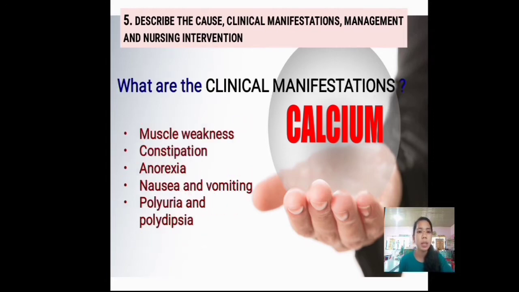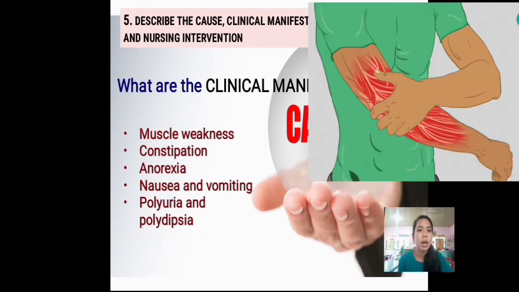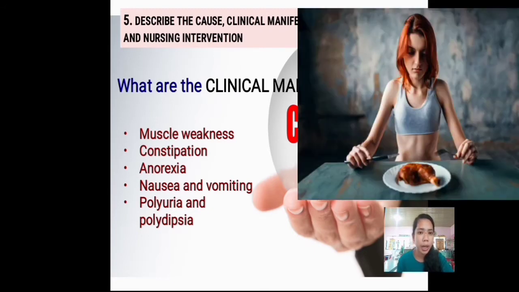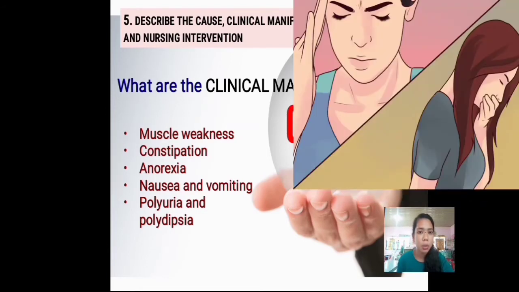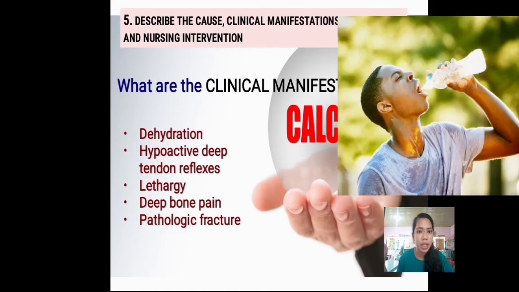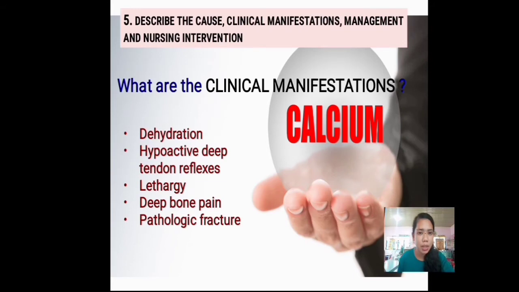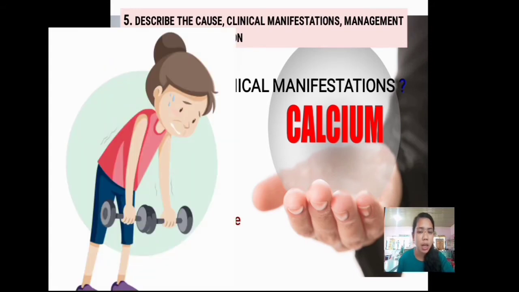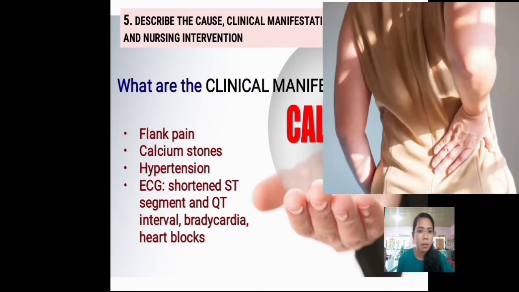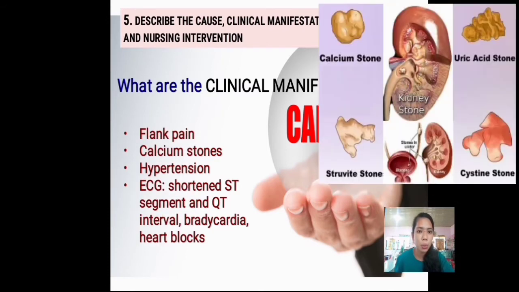So what are the clinical manifestations? Number one is muscle weakness, constipation, anorexia, loss of appetite, nausea and vomiting, polyuria and polydipsia, which is excessive urination and excessive thirst. Then dehydration, hypoactive deep tendon reflexes, lethargy, which is the loss of energy or weakness of the body, deep bone pain, pathologic fracture, a broken bone, then flank pain, which happens at the back, calcium stones, and hypertension.